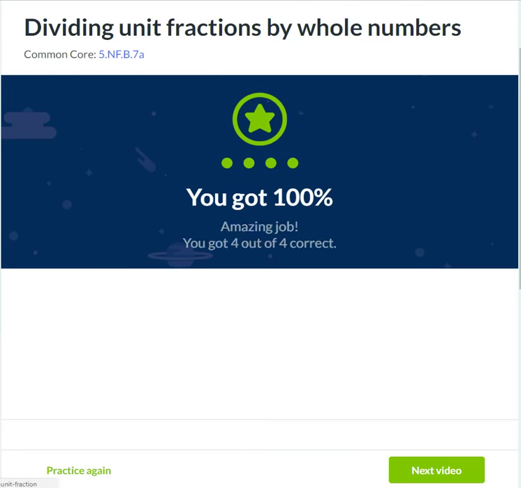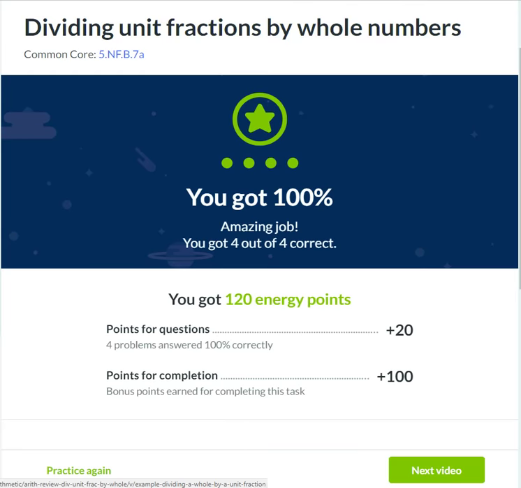So that's it. Long story short, convert the whole number to a fraction by putting it over 1. Keep the first fraction, change division to multiplication, flip the second fraction, multiply the numerators, multiply the denominators, and sometimes you have to simplify, but you do that on an as-needed basis.